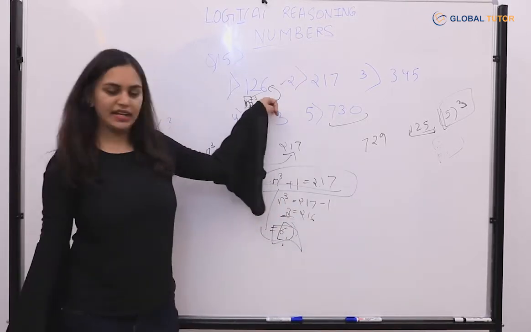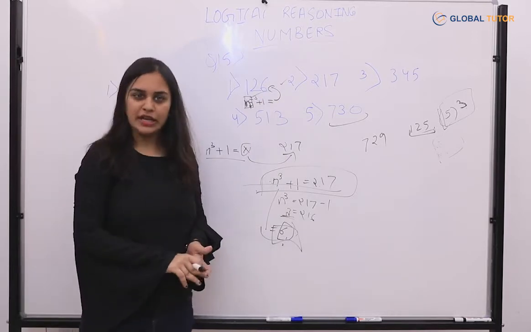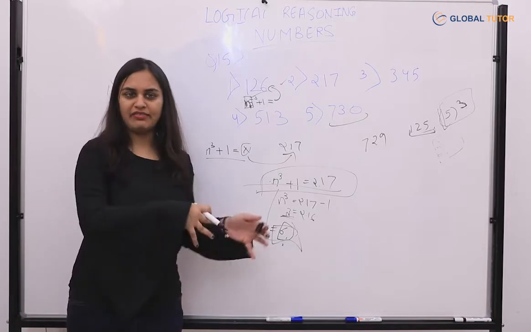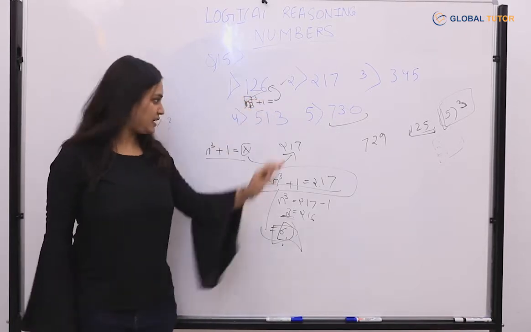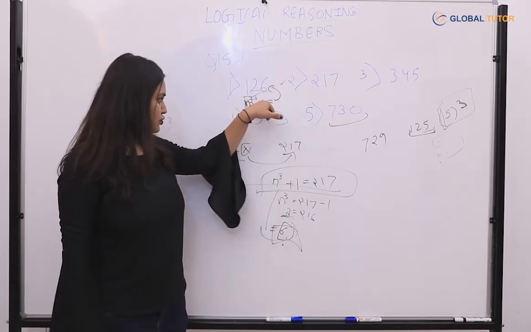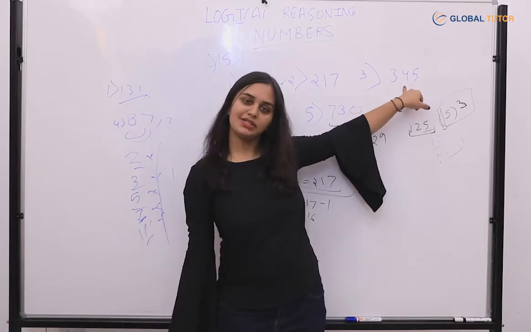In fact, you don't have to write a formula. It's just one method that I'm suggesting in case you falter, in case you're not able to tell where to go, what to do. Writing it down in the form of a formula always helps. So this holds true for n cube plus 1. Let's go and have a look at this option.